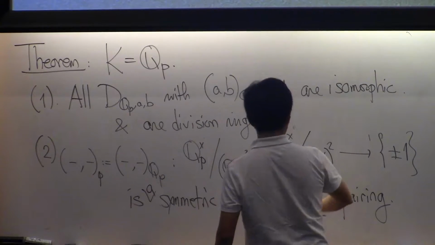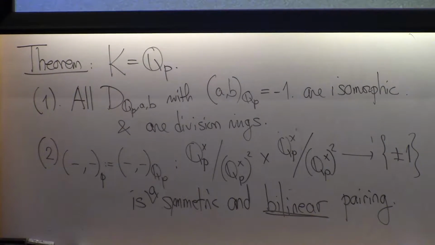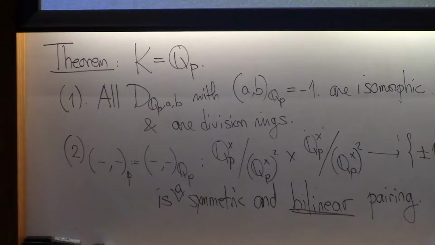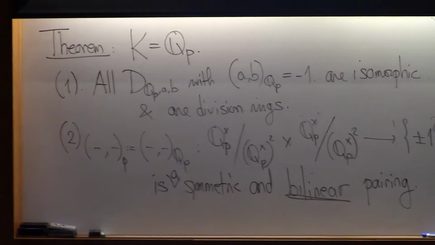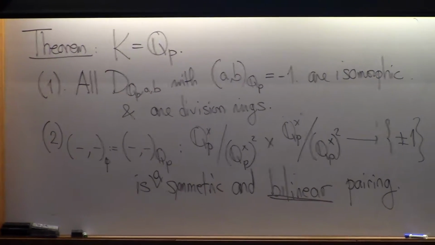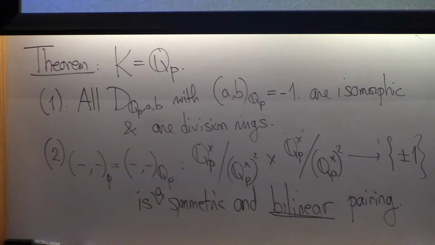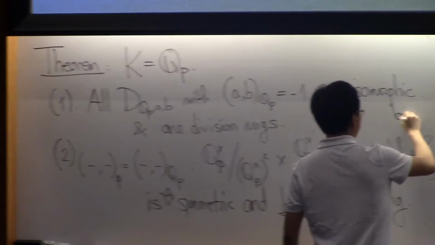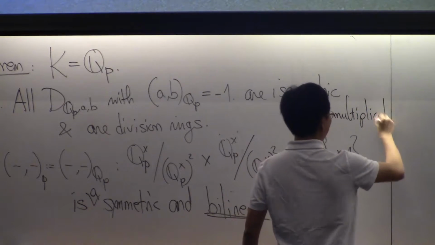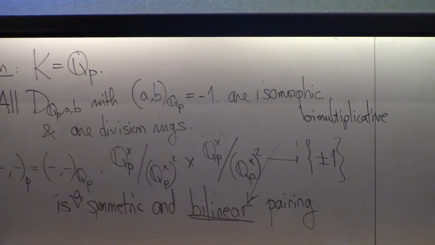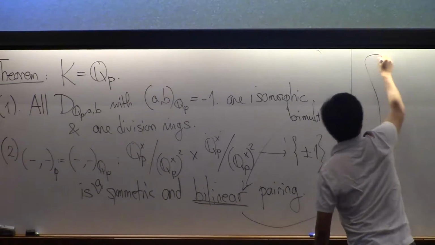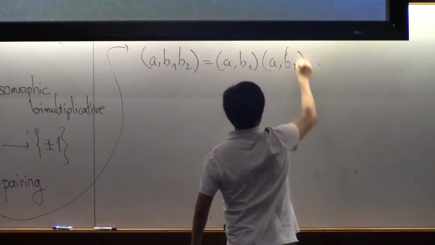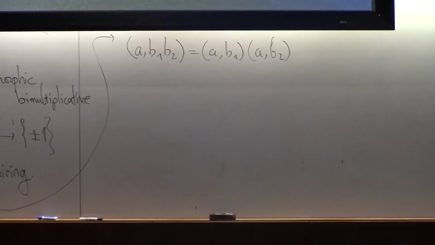Bilinear meaning that, I'll write it over here. Bi-multiplicative might be a better term. Bi-multiplicative might be a more intuitive term. Are you allowed to pull out scalars? According to Keith, this should be called bi-multiplicative. I tried to Google the word, I'm not sure you can find any result. So what this really means is that (a, b1 b2) is (a, b1)(a, b2). That's what I really mean.